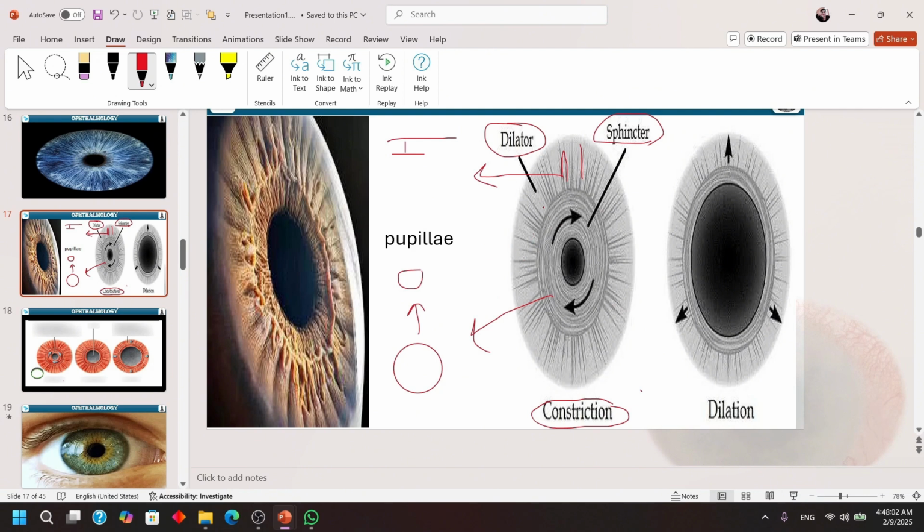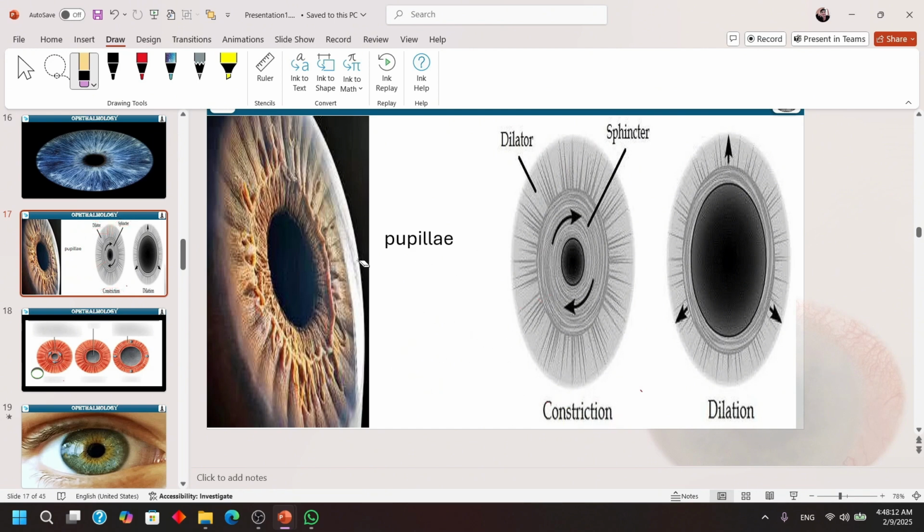So if we want to know the names of these two muscles, we use the info that we just took. Let's see this. These fibers are longitudinal, right? So longitudinal. And these longitudinal fibers, when they contract, make the pupil wider. So dilator pupillary muscle. So this is the first name: longitudinal dilator pupillary muscle.